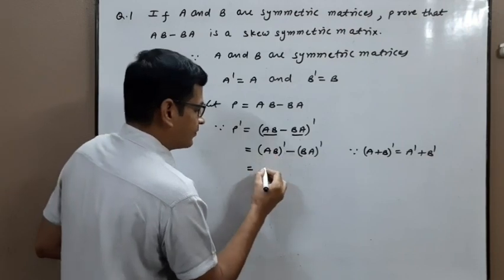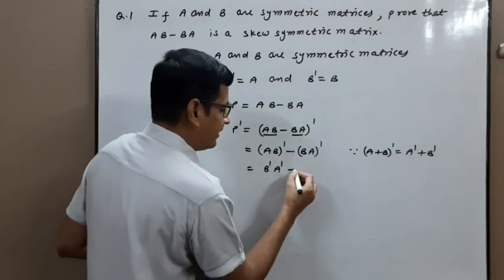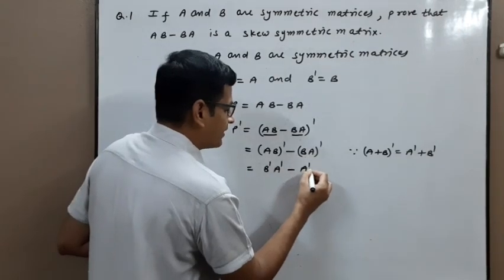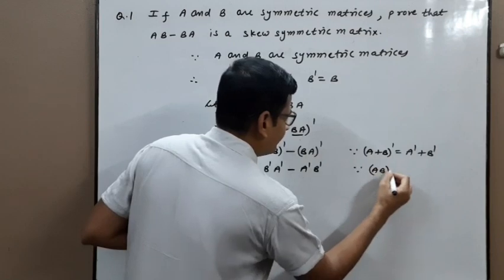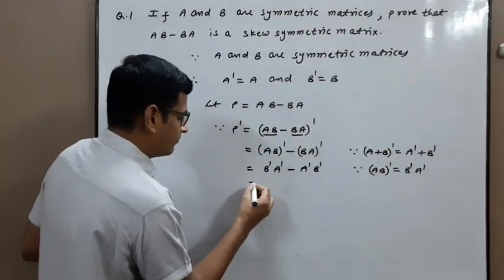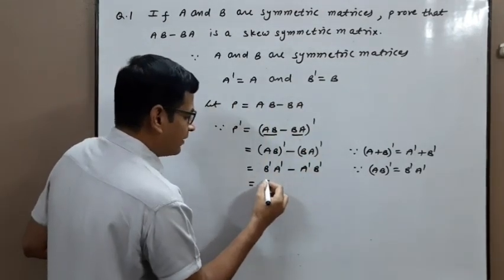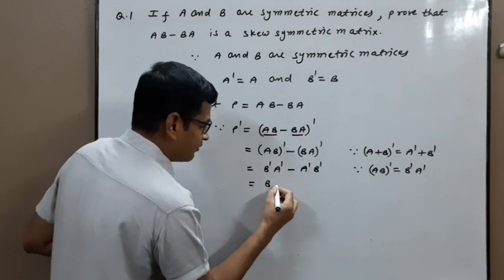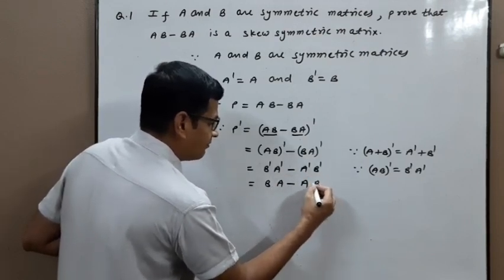Now (AB)' equals B'A', and (BA)' equals A'B'. Use this formula: transpose of AB equals B transpose into A transpose. B' equals B and A' equals A. So in place of B' write B, and in place of A' write A.